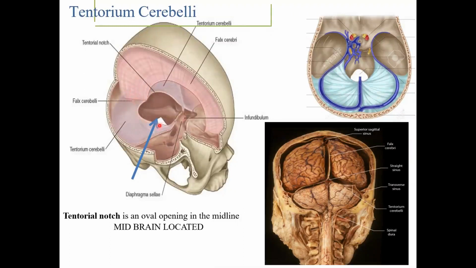The tentorium cerebelli has a free U-shaped margin that is also called the tentorial notch. The attached margin of the tentorium cerebelli is attached laterally to the temporal bone and posteriorly to the occipital bone. And we can see the attachments of this tentorium in the next diagram.